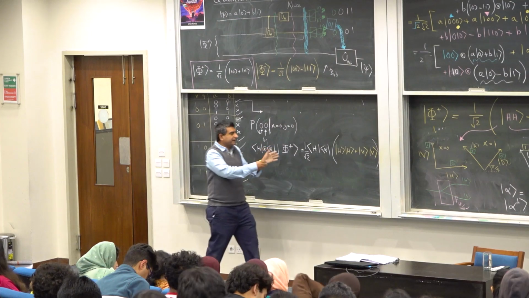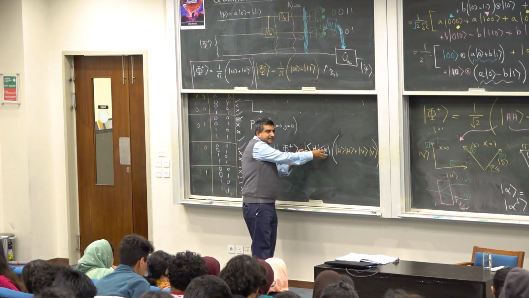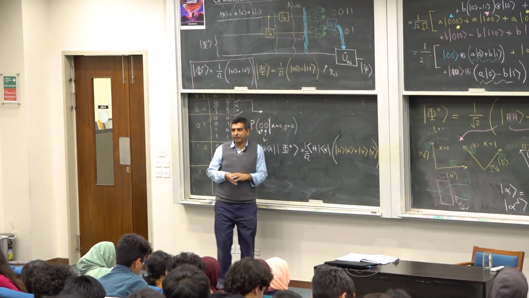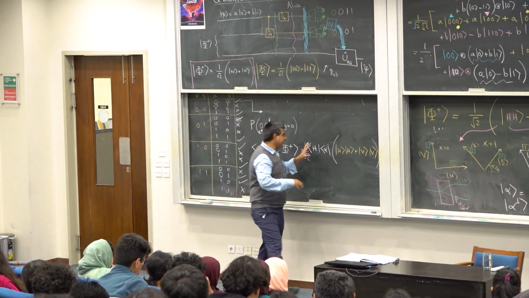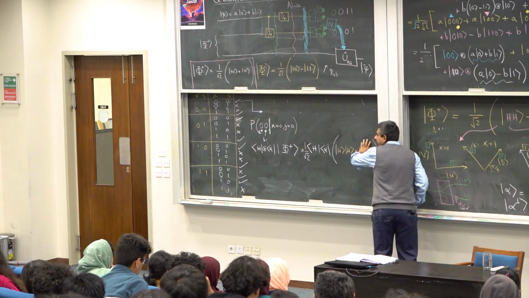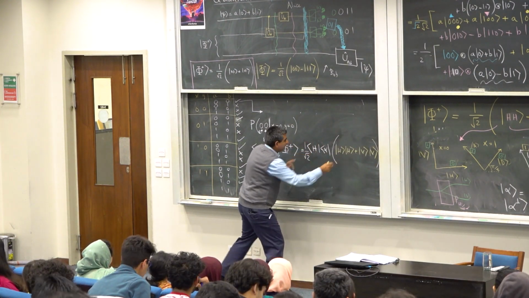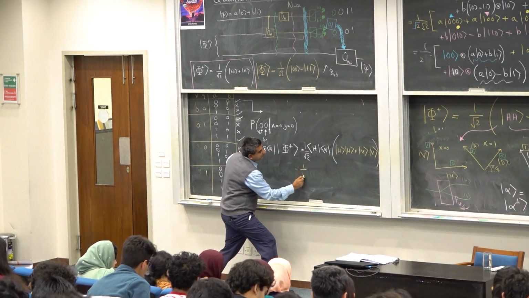Now if I were to take the inner product, which means looking at this dual bra and this ket, will it be 0 or non-zero? Non-zero. What about the inner product of this with this? 0. So I only need to consider this inner product here. So this would be 1 over root 2.